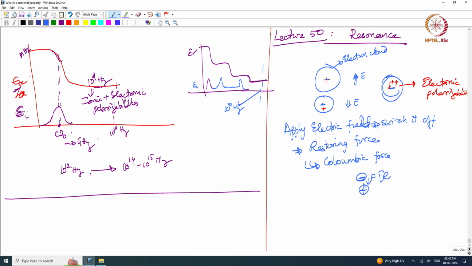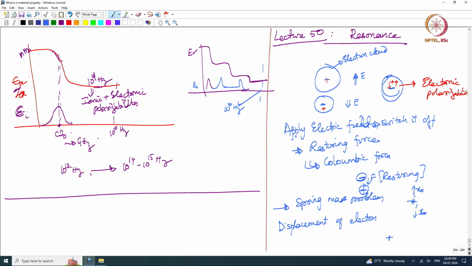That is my restoring force, and this problem is exactly the same as a spring mass system. I have a nucleus which is fixed, let us say, and I am moving the electron cloud to distances of x naught this way and x naught this way with the applied electric field. So I can look at the displacement of electrons, because displacement of electrons is related to polarization.